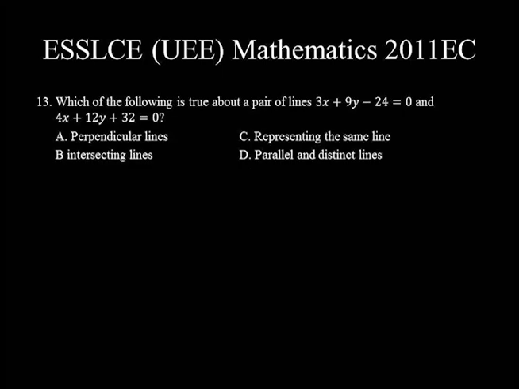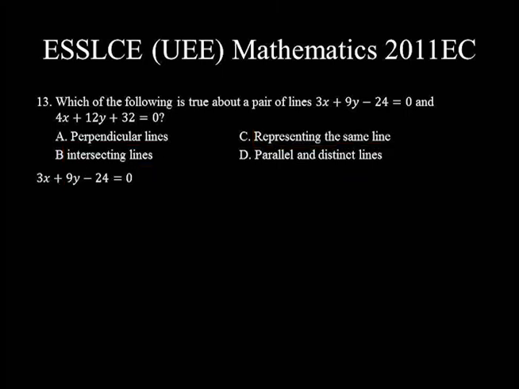Question number 13. Which one of the following is true about a pair of lines 3x plus 9y minus 24 is equal to 0 and 4x plus 12y plus 32 is equal to 0? The choices are asking whether the two lines are perpendicular, parallel to each other, intersect each other, or they represent the same line. To identify which alternative is right, let's write the equation in terms of y.